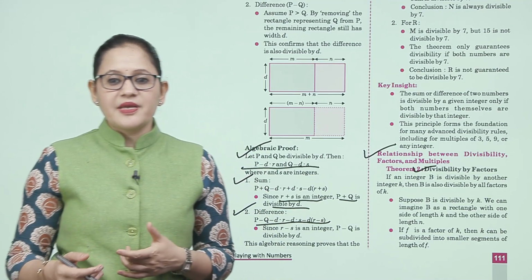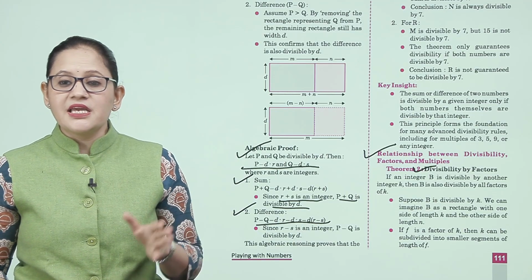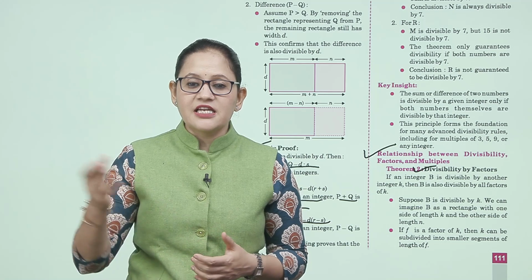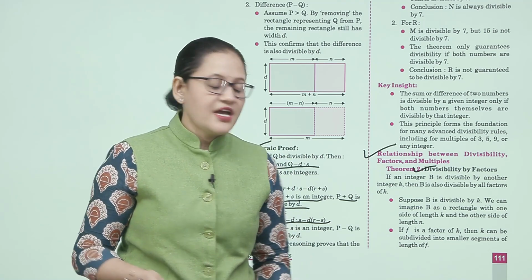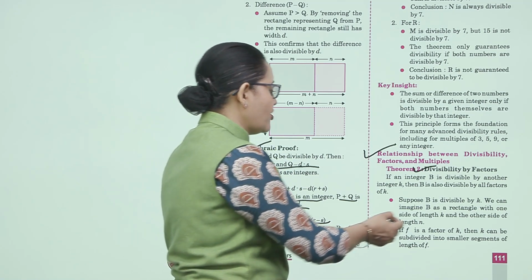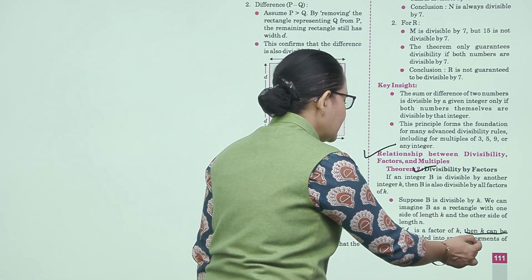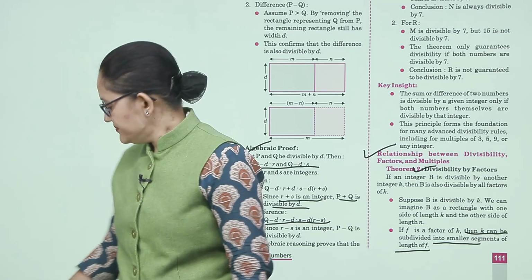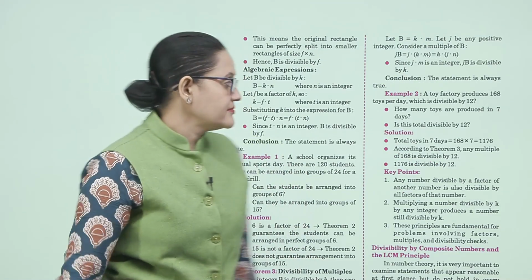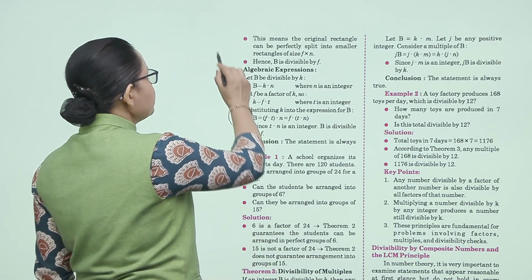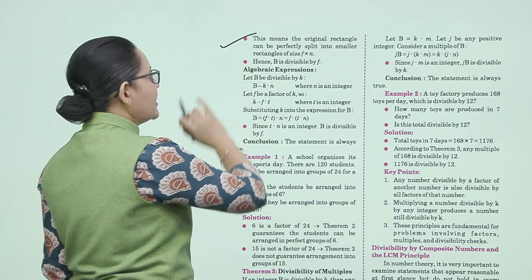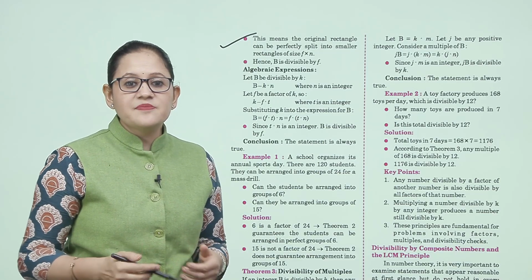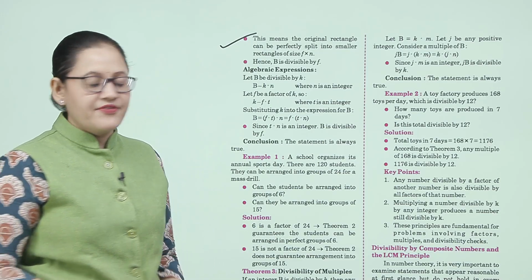Suppose b is divisible by k. We can imagine b as a rectangle with one side of length k and the other side of length n. If f is a factor of k, then k can be subdivided into smaller segments of length f. This means the original rectangle can be perfectly split into smaller rectangles of size f times n. Hence, b is divisible by f.